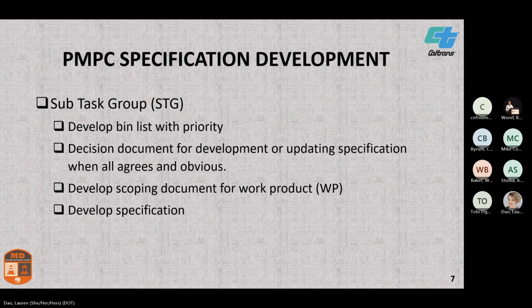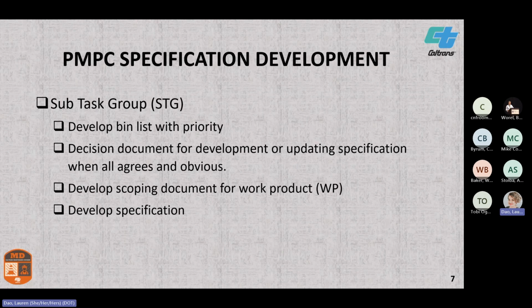So what we do under the sub-task group, we develop items. What items need to be developed? What specification is needed? Do we need a new specification, or do we have to change or update any specifications? Those are first, we develop our bin list, our wish list. From the bin list, we choose which items to develop because we don't have the resources. Generally, we choose 1, 2, or 3, not more than that, because it's a lot of work.